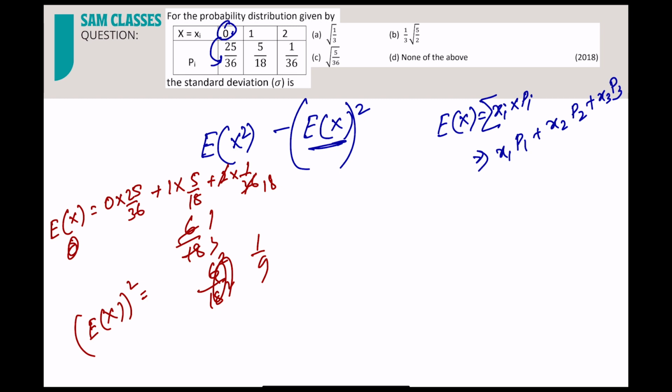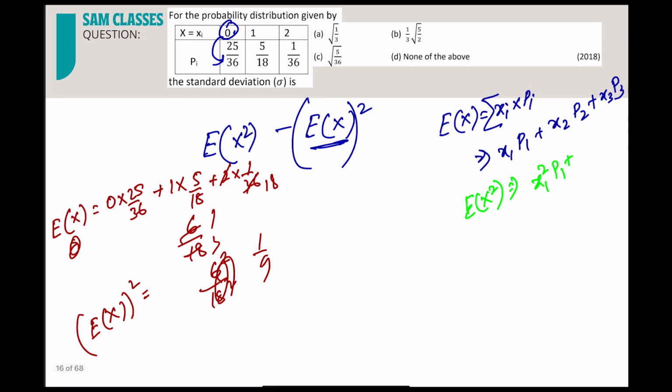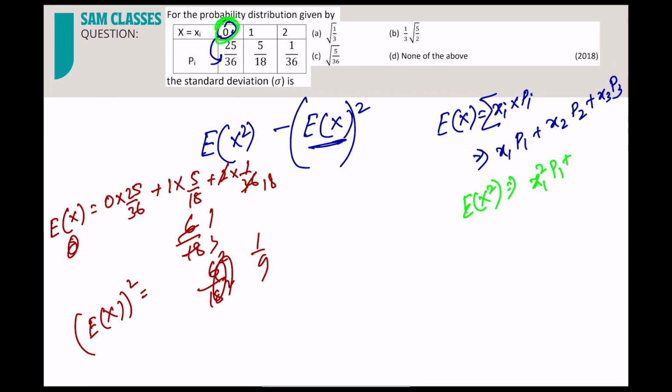Now next is square. So what do you have to do? E of x square means what? You take x1 square into p1, means you square the x1 values and then multiply with the probabilities. x2 square into p2 plus x3 square into p3, correct? So x1 square is what? 0 into 0 square is what? Don't care.